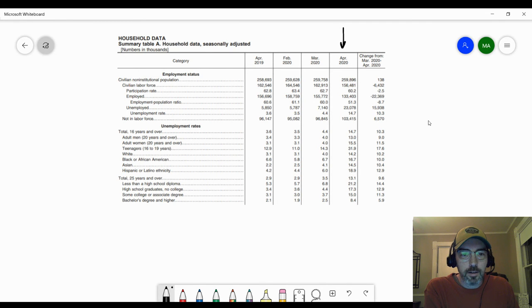It starts here with what's called the civilian non-institutional population. This is basically the entire population of the United States of America, but we don't include everybody. We don't include people that are under the age of 16. We don't include people who are active duty in the military. We don't include people who are imprisoned. And so that's basically everybody else. And if you think about it, everybody over the age of 16, if you're not in the military and you're not in prison, technically speaking, maybe you could work.